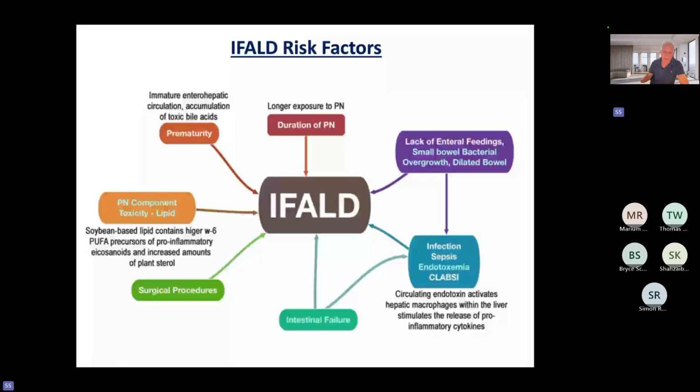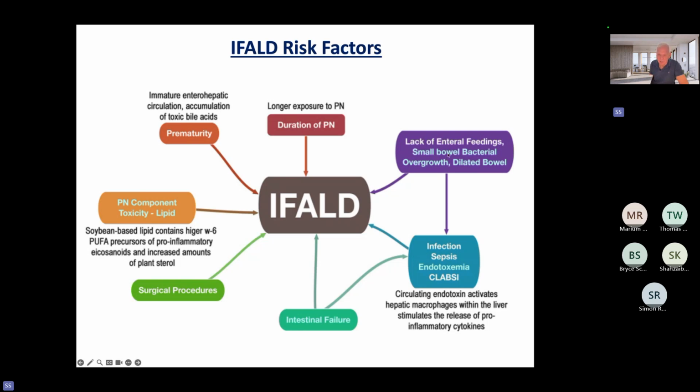So what are the risk factors for intestinal failure associated liver disease? Prematurity, because of the immature intrahepatic circulation and the accumulation of toxic secondary bile acids. The longer you're exposed to parenteral nutrition, the greater the risk. And what letter is missing from PN? That's a joke. T. Because patients with peripheral parenteral nutrition don't develop intestinal failure associated liver disease, only those on central or total parenteral nutrition.